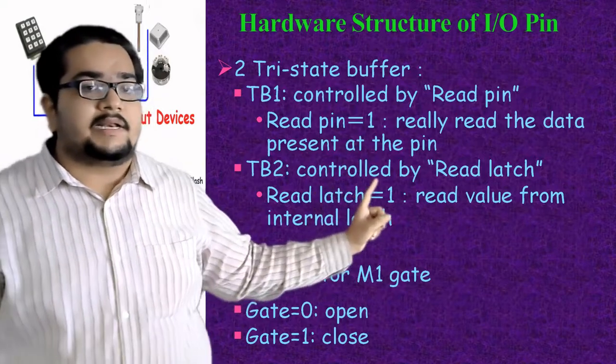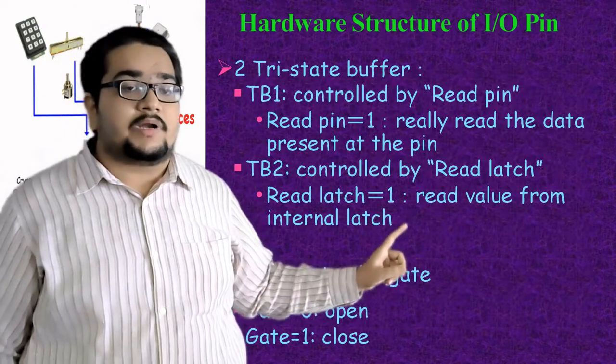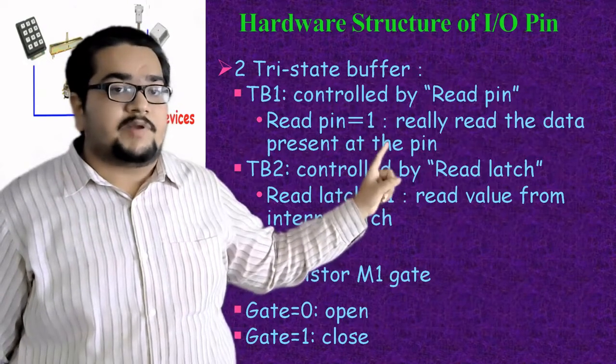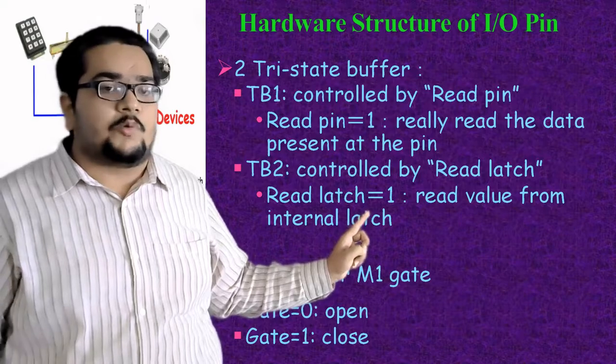TB2 is controlled by read latch, and here read latch will be 1 whenever we wish to read the value from the internal latch and not the pin. Reading from the pin is different, reading from the latch is different. How they are different, we will see in the whole operation.